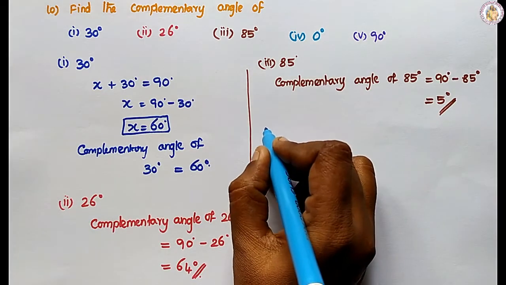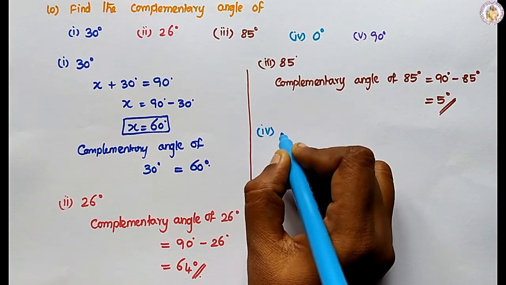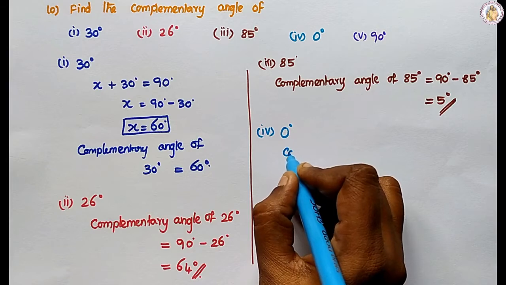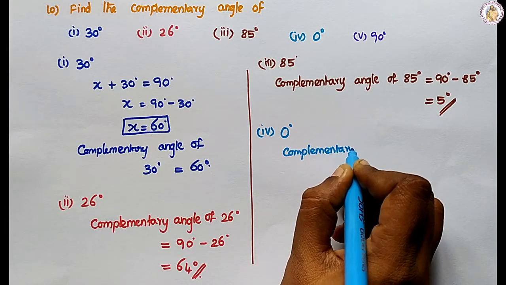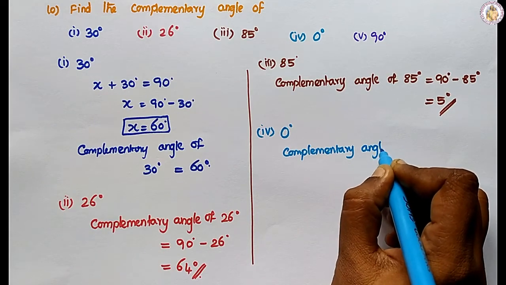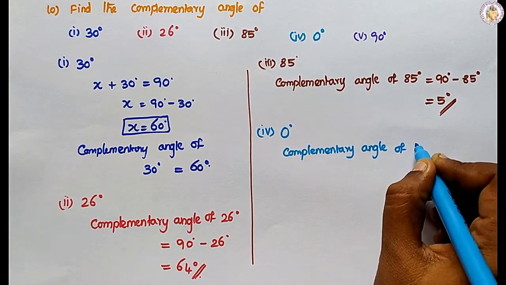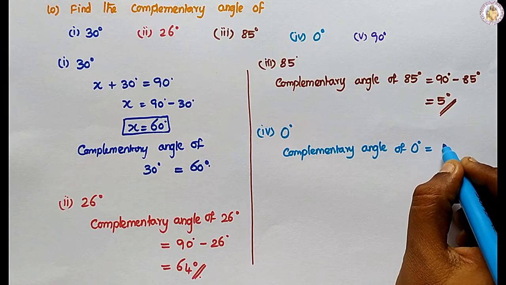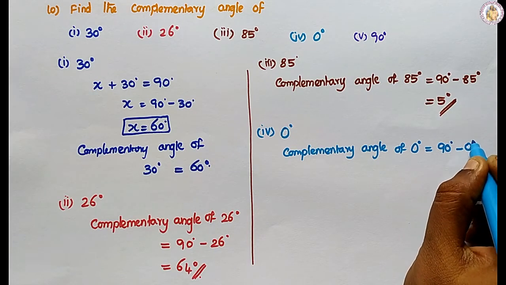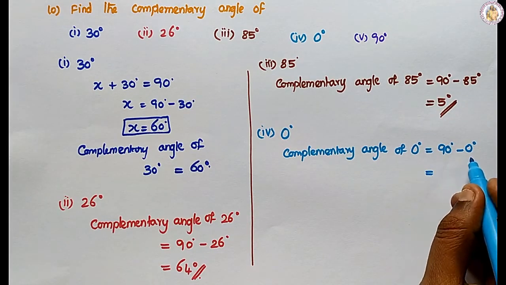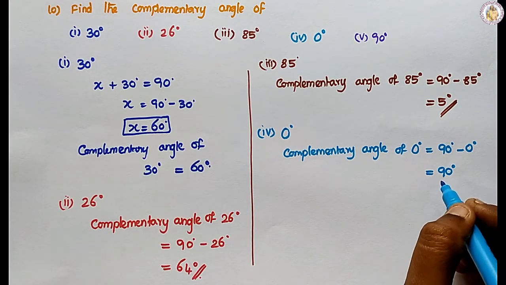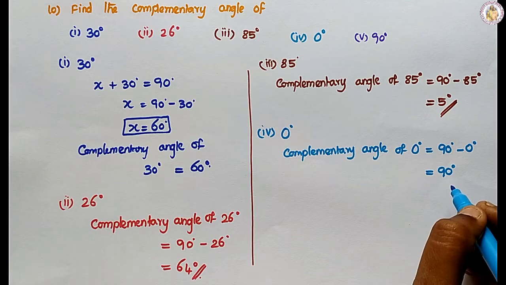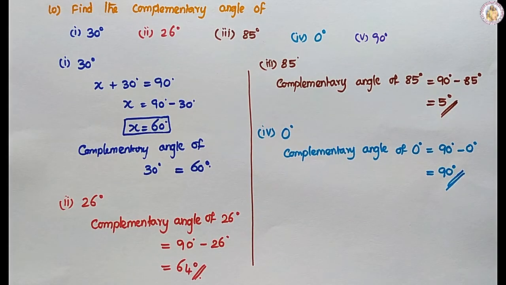Next one, 0 degree. So complementary angle of 0 degree means 90 minus 0. 90 minus 0, 90. So complementary angle of 0 degree is 90 degree. That is the answer.